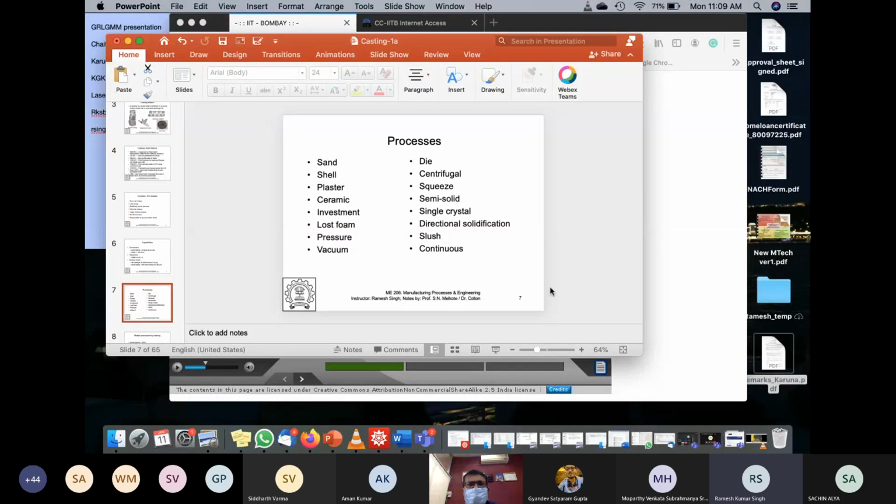And then I'll talk about semi-solid casting. It is nothing but you basically make the material while it is flowing and then form it. So it's basically a combination of forming. Forming basically means deformation. I'll talk more about it when we go to forming. It's a combination of a deformation process and a casting process.